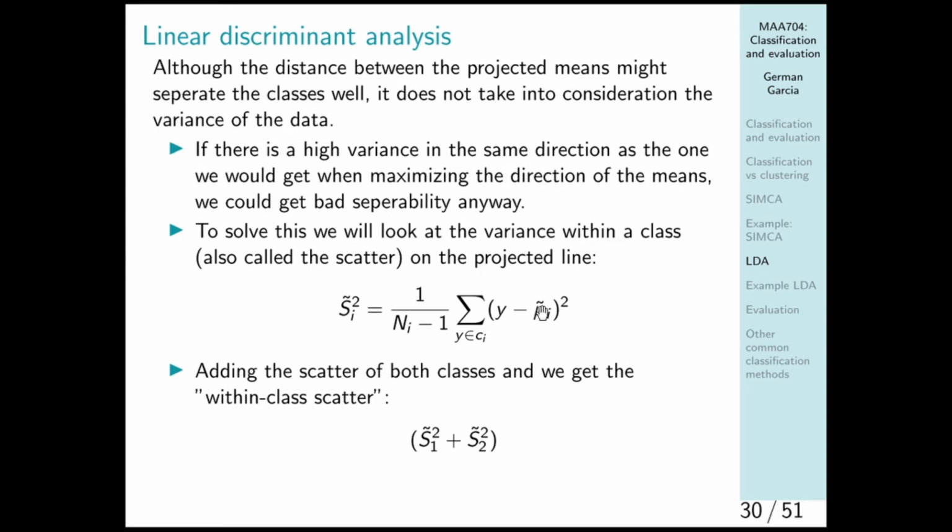Vector y minus the projected mean for its class, squared. So if we want to use this statistical measure to relate different classes, one thing we are going to do is calculate the within class scatter. That's defined as the sum of the variances or scatter of the different classes on the projected line. It's S1 squared plus S2 squared, both with the hat.